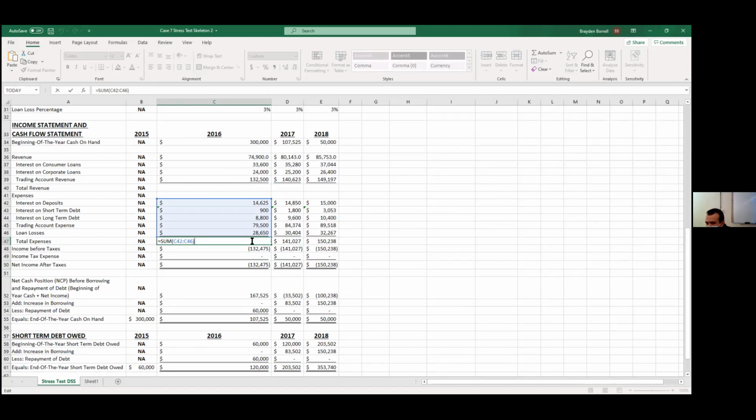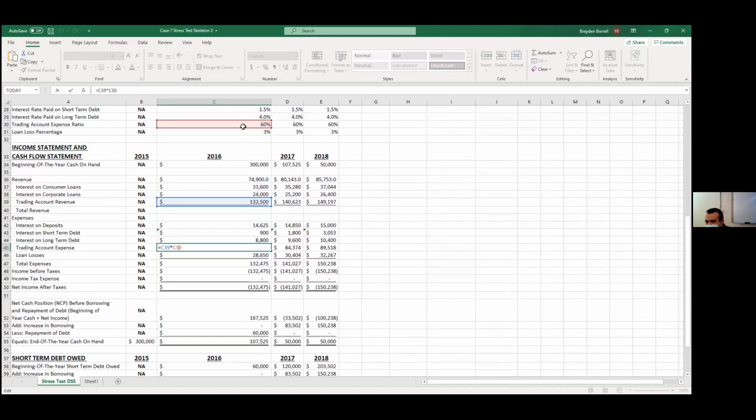That's a mystery. Oh, okay, trading account expense is wrong. Can you click on the trading account expense? So it's C39 times C30. That's what I have. Can you scroll up to C30, please? Okay, trading. Okay, then close it.